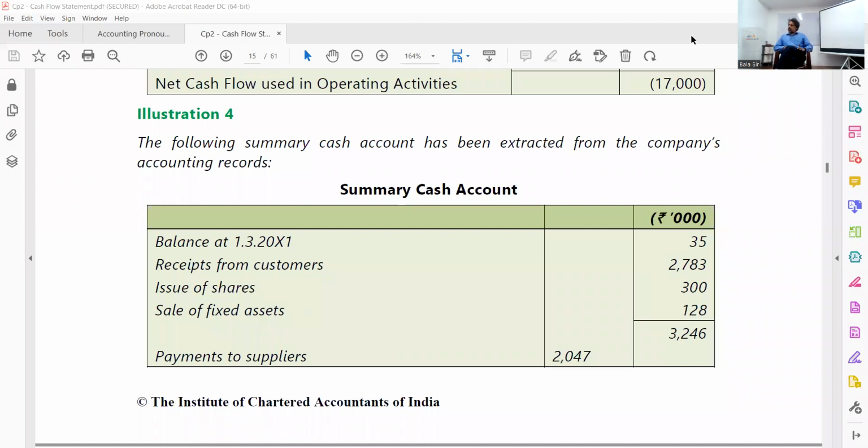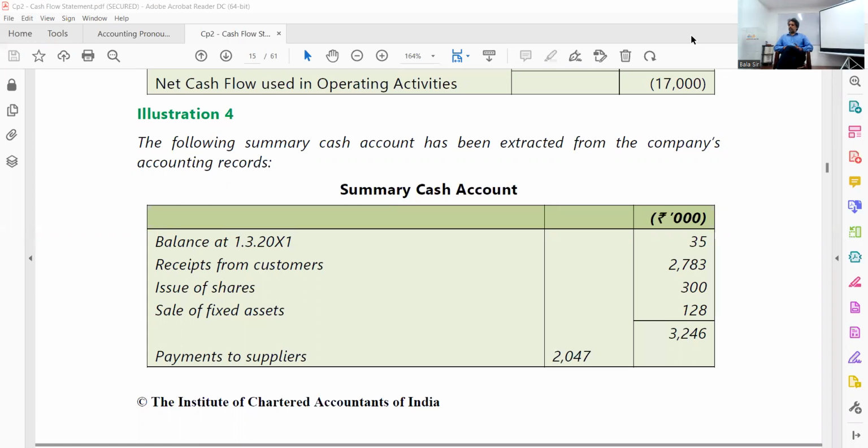Okay, guys, let us start with this example. Question number 4. Chapter 4, illustration 4. Okay, let's not bring the unit 2. So here we go with the question. Shall we start? Yes, sir.